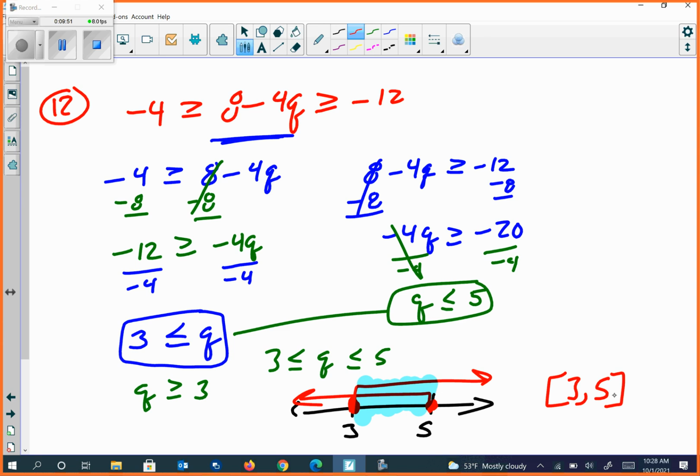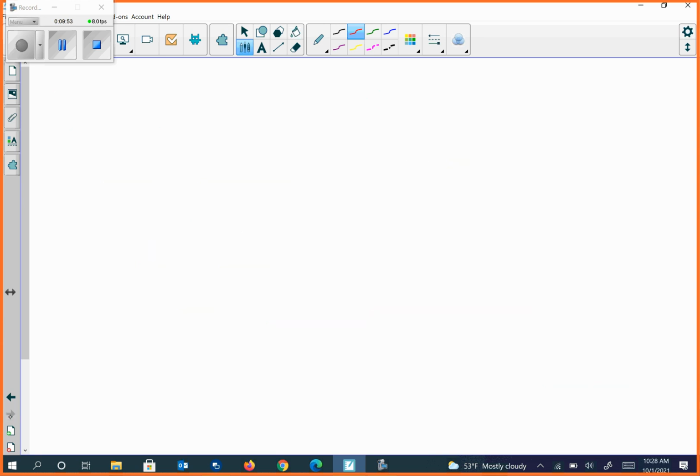What kind of problem is number 13? Or. How do you know? The word is there.